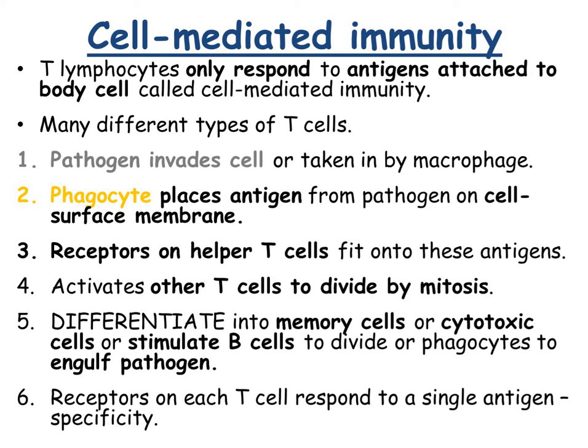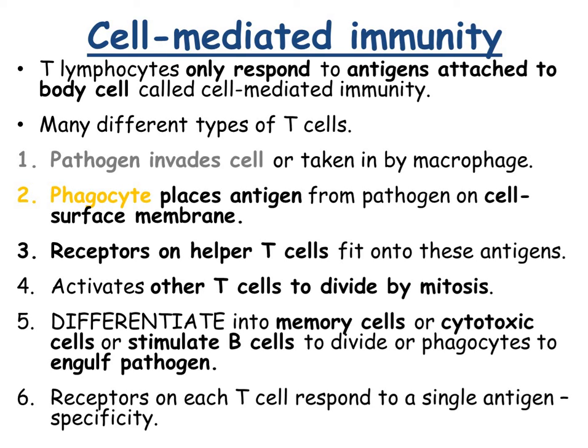Then receptors on the helper T cell will bind to these antigens. That binding will activate other T cells to divide by mitosis. Once they've divided by mitosis to form lots of these T cells, the T cells can then differentiate into either memory T cells or cytotoxic T cells. The cytotoxic T cells are the killer T cells. So they can differentiate into memory T cells or killer T cells.